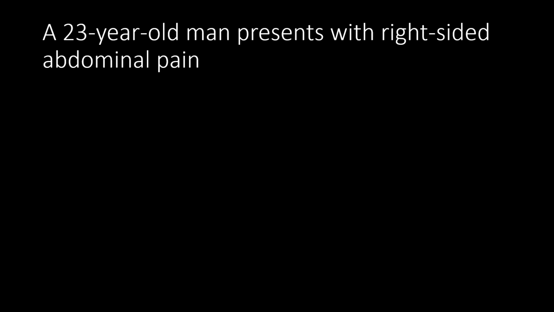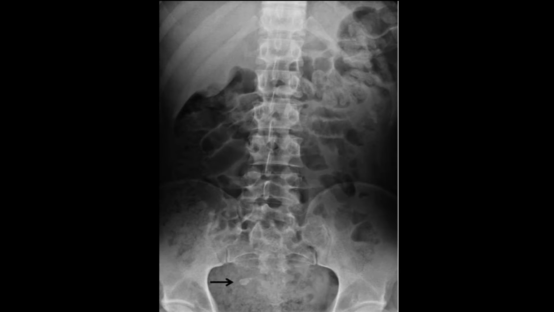So we have a 23-year-old man presenting with right-sided abdominal pain with vomiting and severe abdominal pain. The X-ray is given to us, and in this X-ray we can see there are two calcific densities present in the pelvis, more towards the right side. Now it doesn't have the classical central halo that we see in the case of a phlebolith.